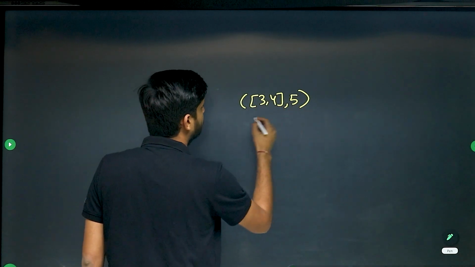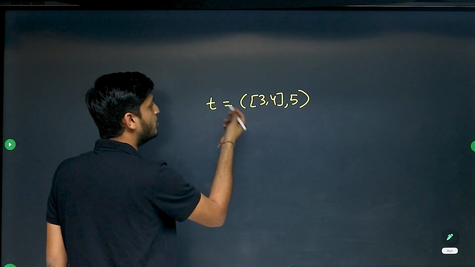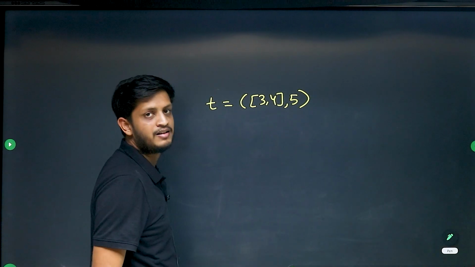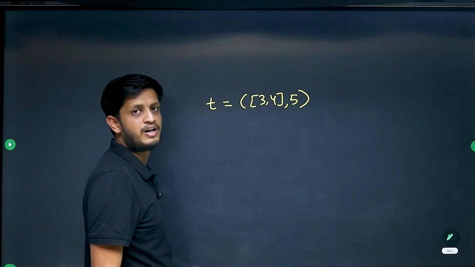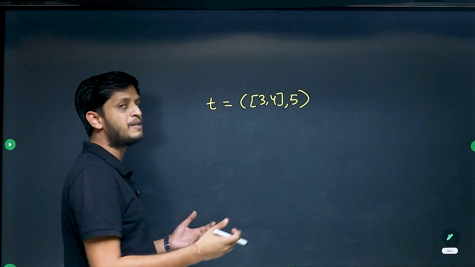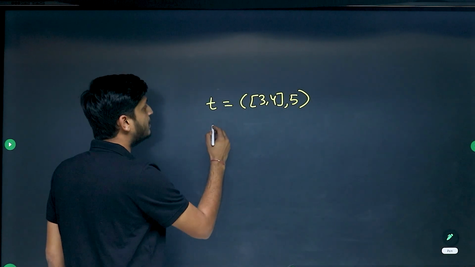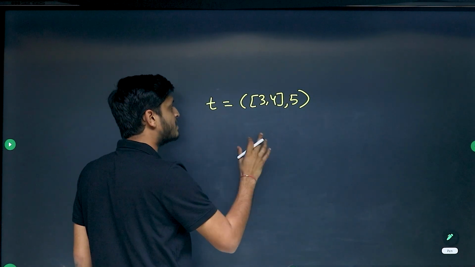If this is a tuple T, then you cannot add this tuple inside a set, because this tuple contains a list and it is not hashable. So it is not that all tuples can be added. Only the tuples which contain hashable objects.